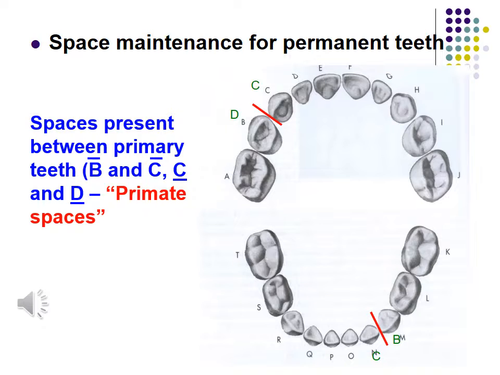It also maintains the space for permanent teeth by having primate spaces in upper and lower jaws. These spaces are present between primary teeth, the lower lateral incisor and lower canine, and in upper arches it's present between canine and the first premolars.